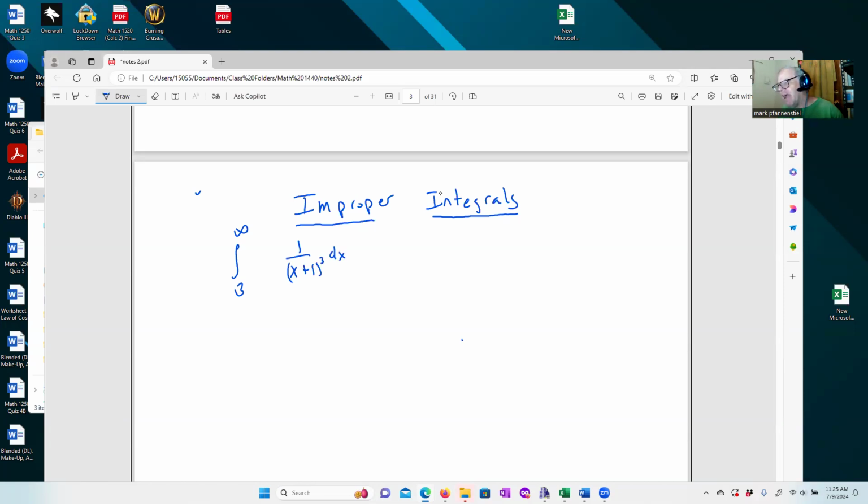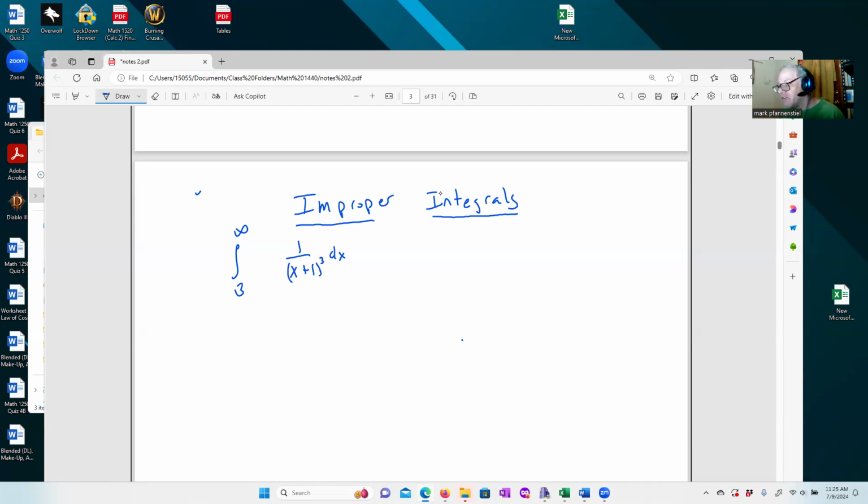Now, the idea behind the improper integral is you see this infinity here? That's not actually a number. We always want to go from A to B. We might have function values in here, but they're functions that can be evaluated. We don't want infinities inside of our integrals.